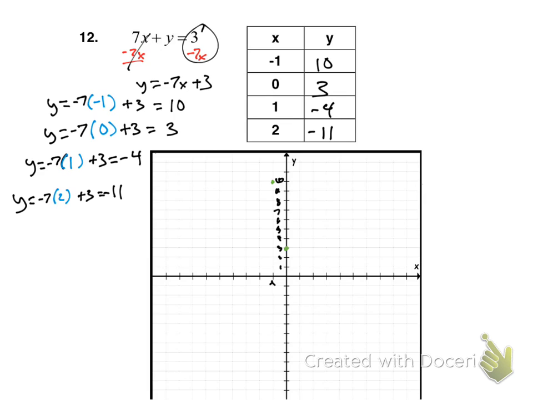So -1, 2, 3, 4. Our point would be here. And lastly, 2 would be -11. So if I keep counting this down, 5, 6, 7, 8, 9, 10, 11. There's our next point. And let's just draw our line. And we've graphed it. All right, that's it.